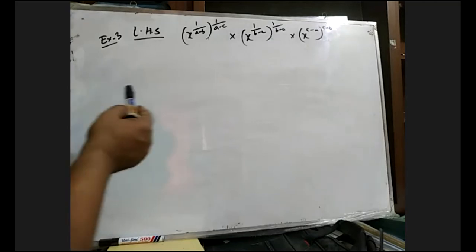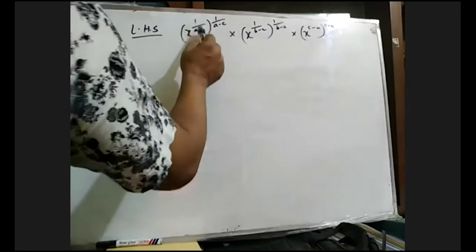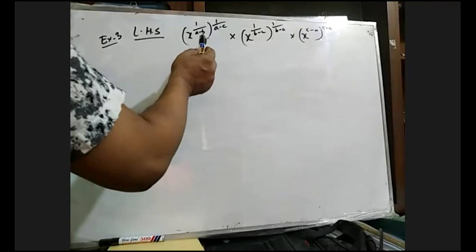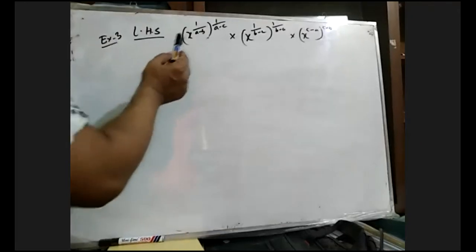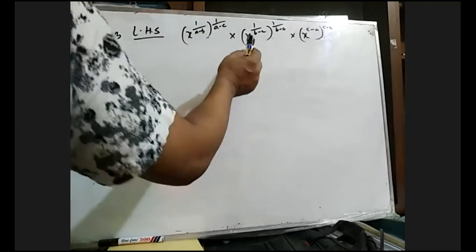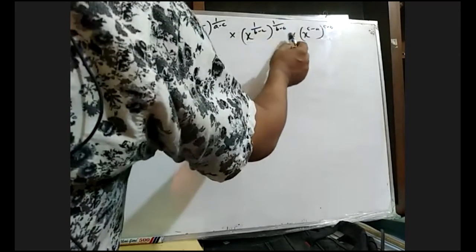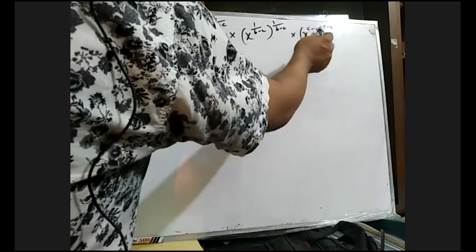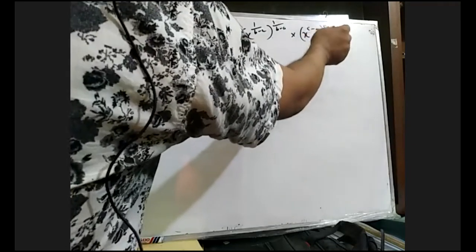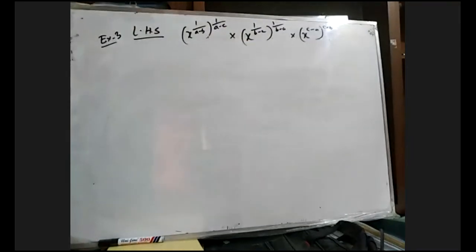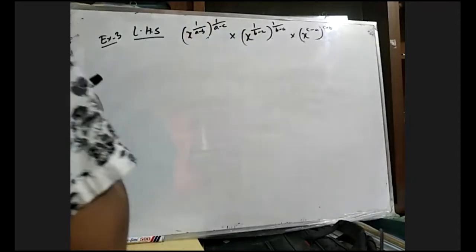So example 3, x to the power 1 by (a minus b) into 1 by (a minus c), multiply x to the power (b minus c) into 1 by (b minus a), multiply x to the power (c minus a) to the power (c minus b) equals 1. We have to show this. So this is the left hand side.